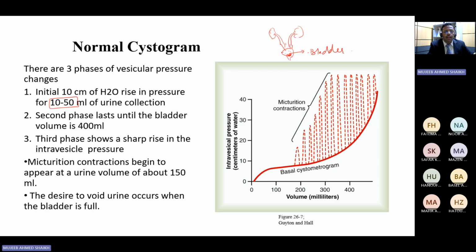Now in case of an empty bladder, the pressure will be zero, around 0 centimeter of water. Here we are measuring the pressure in centimeters of water. So 0 centimeter of water is there. When 10 to 15 ml of urine is collected, this pressure will increase. I will draw it with a different pen.